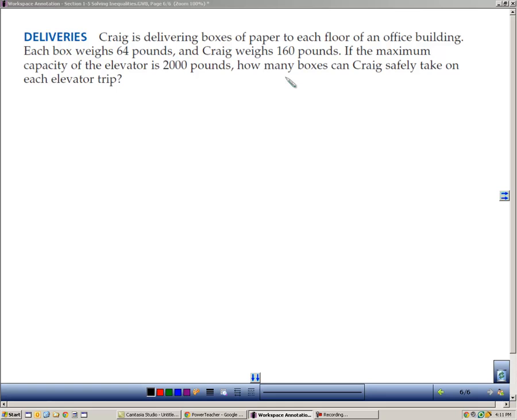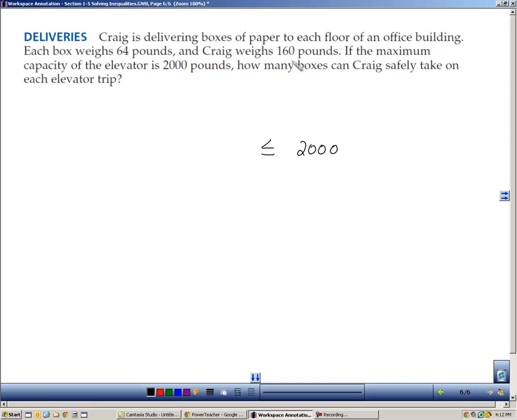Here's a real-world example using inequalities. The situation is Craig is delivering boxes of paper to a floor, and each box weighs 64 pounds. Craig weighs 160 pounds, and the maximum capacity in the elevator is 2,000 pounds. How many boxes can he take on the elevator? So we have to be under 2,000 pounds. So we know that 2,000 is going to be the maximum, and if I'm going to be under that, I have to be less than or equal to. If that's the capacity, it could equal 2,000 pounds, so we make that less than or equal to.